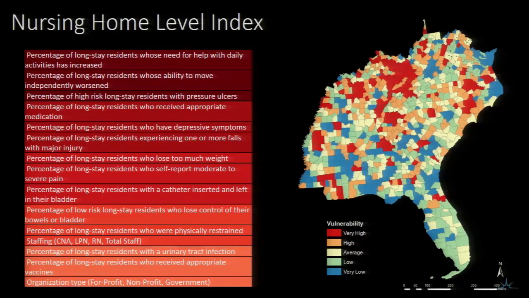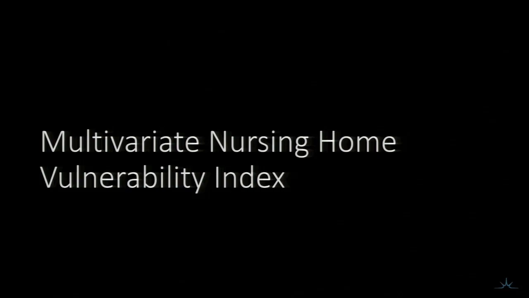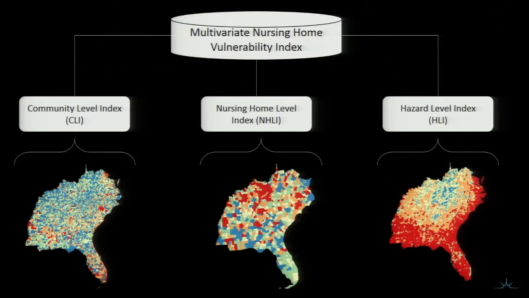So this is a map depiction at the county level because there are not many census tracts across the Southeast which actually contain nursing homes. So we scaled this up to the county level. Census tracts that are found to be highly vulnerable are tracts where residents are less mobile. So for the multivariate index, we've aggregated all of these together.